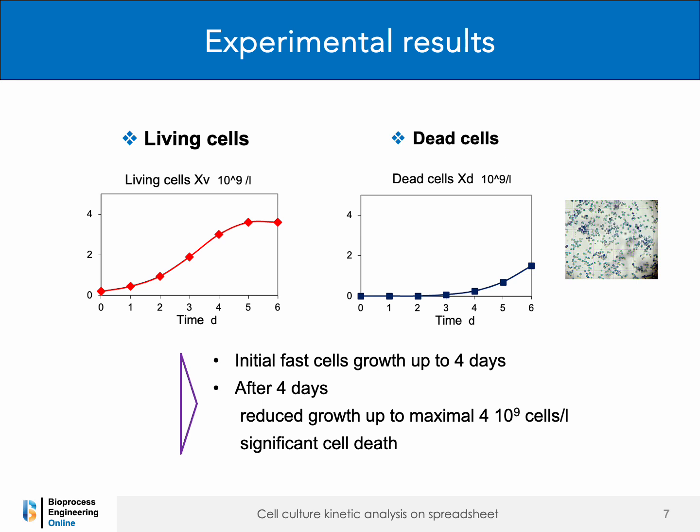Starting with an inoculated cell concentration of 0.2 times 10^9 cells per liter, the CHO cell culture undergoes growth over a 6-day period. After an initial rapid growth phase lasting 4 days, the growth slows, ultimately reaching a maximum viable cell density of nearly 4 billion cells per liter. Simultaneously, the concentration of dead cells increases, reaching up to 1.5 times 10^9 cells per liter.